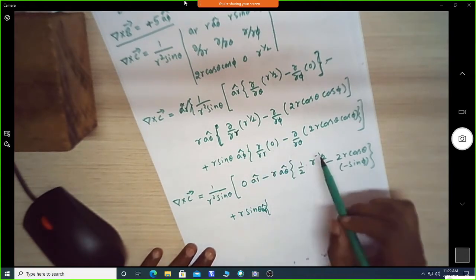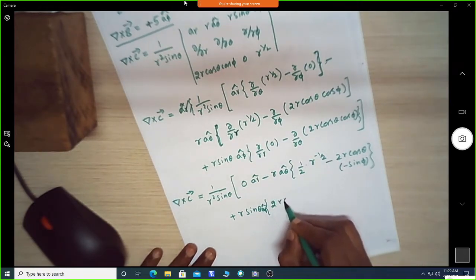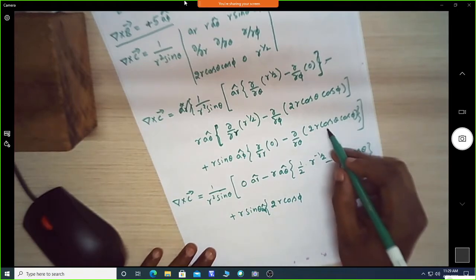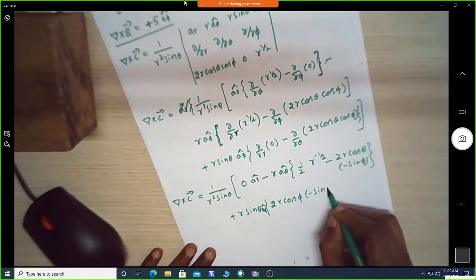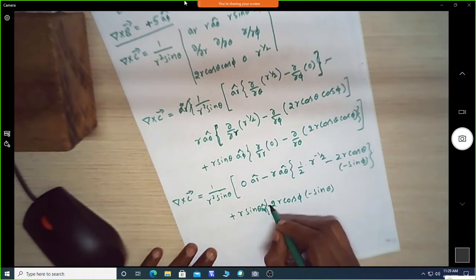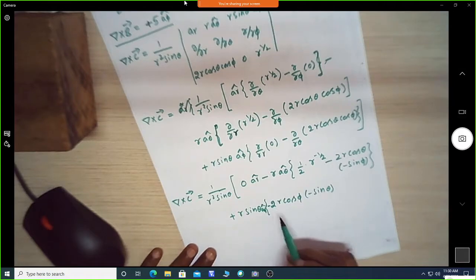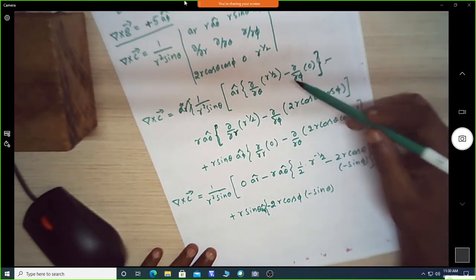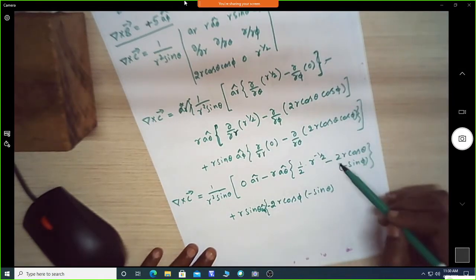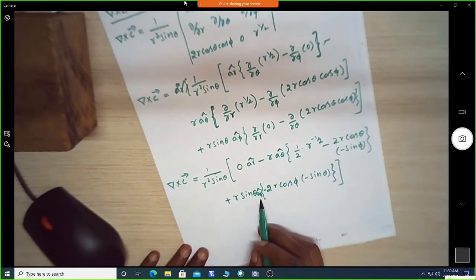So this is 0, and with respect to theta, 2r cos phi is constant, so the derivative of cos theta is minus sin theta. So this is minus, because we have 0 minus. And here also it is 0, so we have done it correctly. So this is what we have for the phi component.